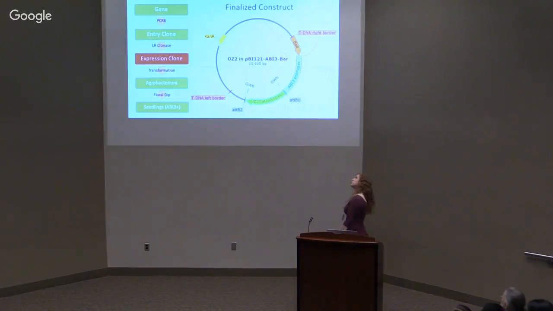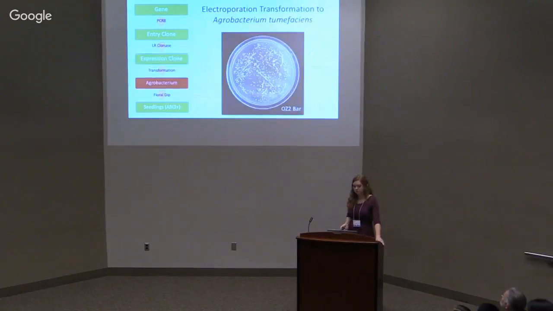And the finalized construct should look something like this. Key things that I would like you guys to note in the transgene region, which is located between these two borders in red, would be the appropriate antibiotic resistance gene coupled with the ADA3 promoter and gene of interest complex. And that's really all you need for this construct to be successful in producing homozygous progeny.